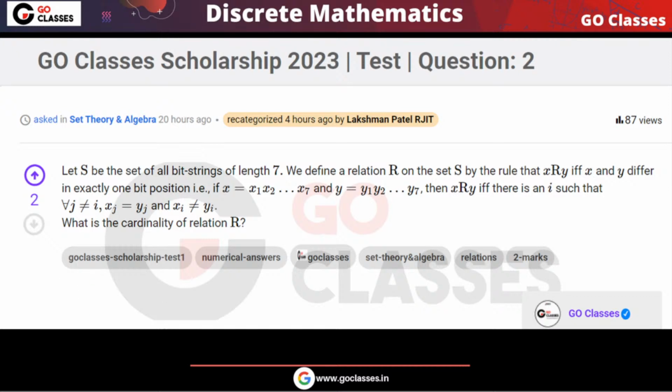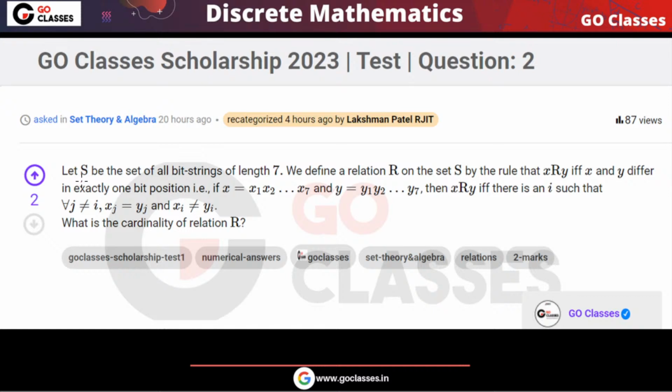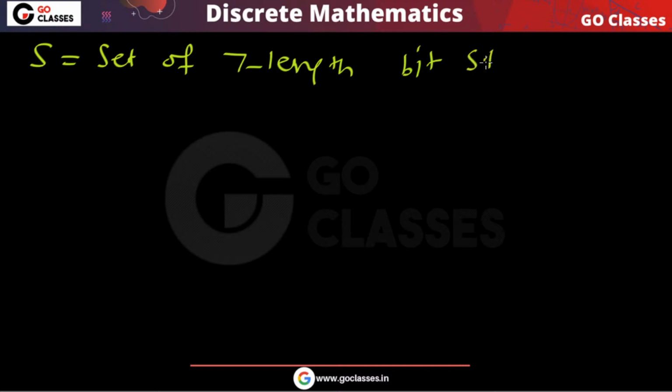Okay, now let's see question number 2. This is another very nice question, and the question is saying that S is a set of all 7-bit binary strings. So what is this set S? This set S has all the 7 length bit strings. This is a 7 length bit string.